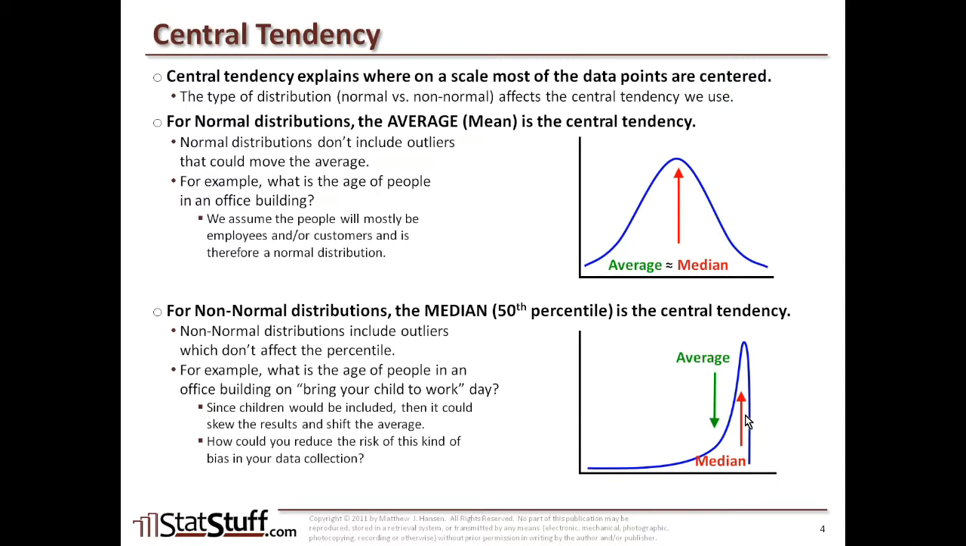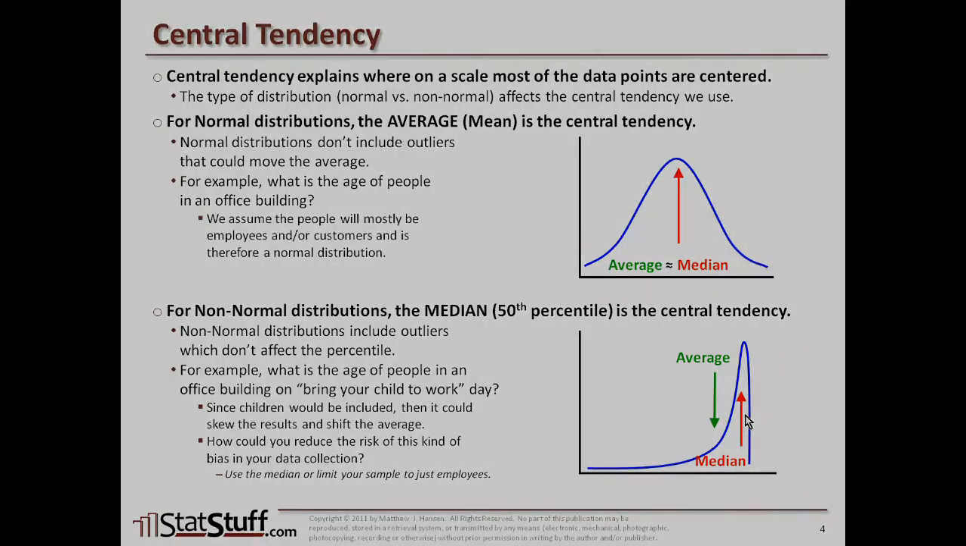So how could we reduce the risk of this kind of bias in our data collection? We have to be aware of all these possible things that could affect the results. So in this case, we might use the median as a way to make sure we're not accounting for any of that bias if it's a non-normal distribution. Or we might just be careful in how we survey folks, making sure we're limiting it to just employees or adult customers, so that we don't allow for those kinds of things that could create a non-normal distribution.